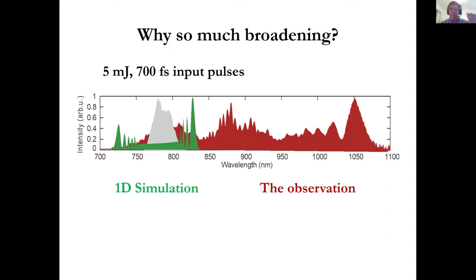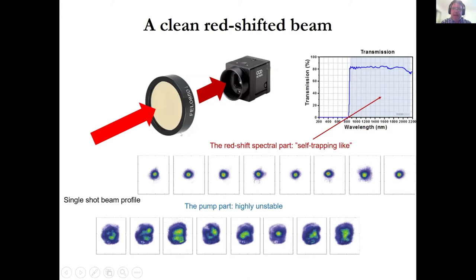So what we did is we took a long pass filter to select only the light above 850. And then above 850, we take images of the beam in single shot. And you see very nice repeatability, a very nice clean beam, as if we have some self-trapping. And then we put a bandpass filter at around 780, which is the central wavelength of the Ti:sapphire laser. And then we see every shot a different mode, with really high order modes.